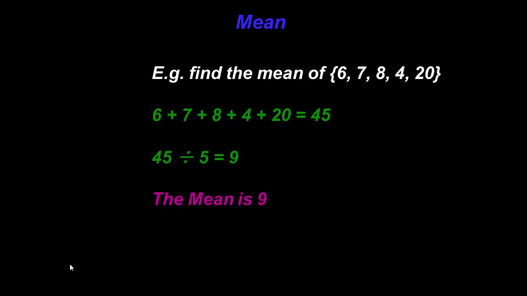Now you'll notice that that number 9 did not occur in the original data list. It was not one of the original members. Sometimes it is almost by fluke, very often it isn't. In fact, the mean can also be a decimal value as well, so look out for that.